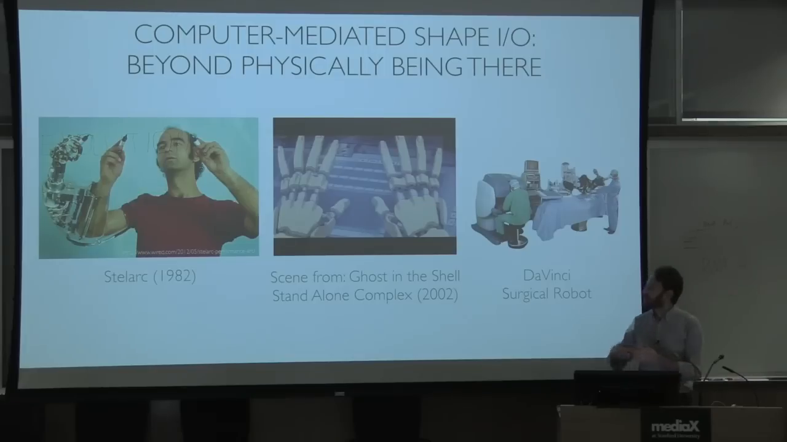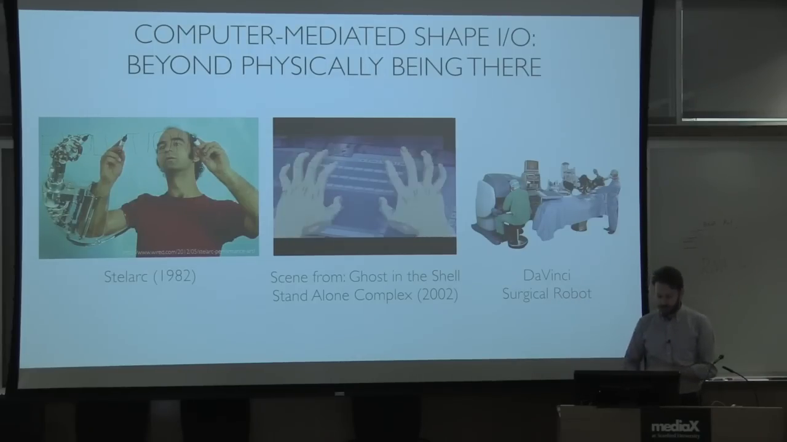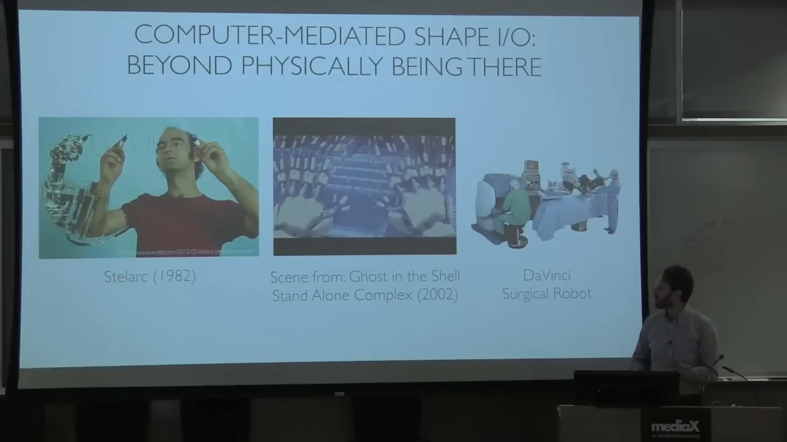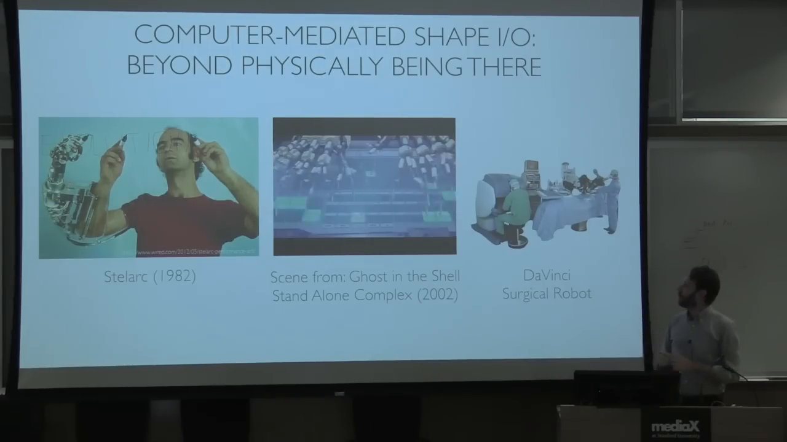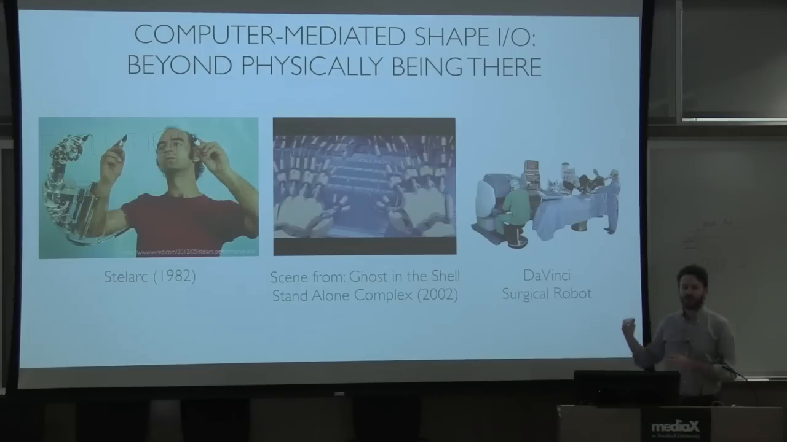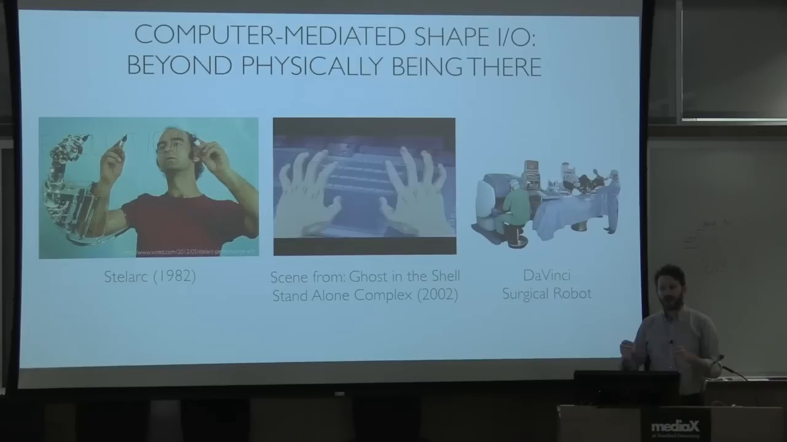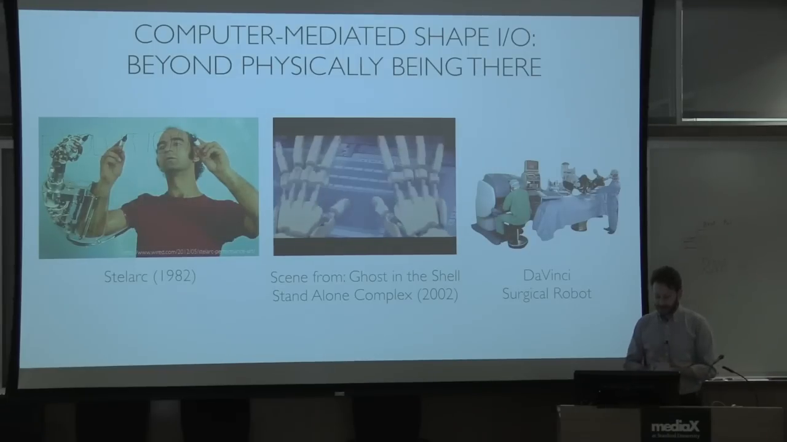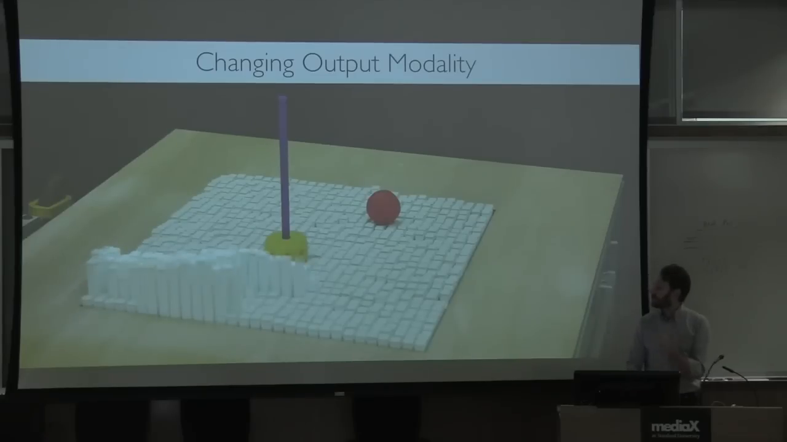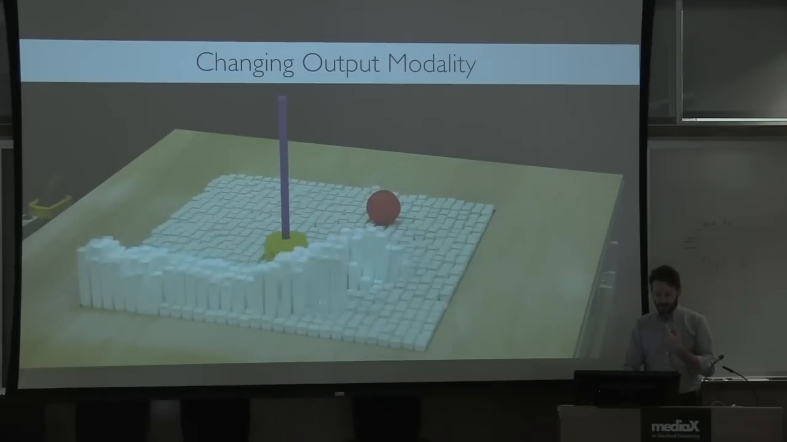So, inspired by work of Stelarc, where he adds a third arm, or also this scene in Ghost in the Shell, where you have lots of fingers, or on a more practical note, the da Vinci surgical system, where you can slow down or get rid of jitter that a person's hand has. And so we can start to change their output modality.